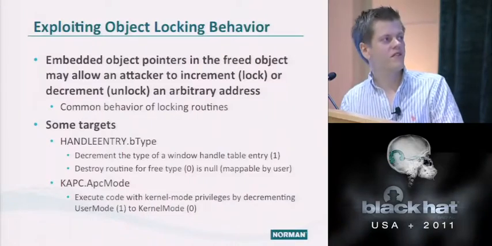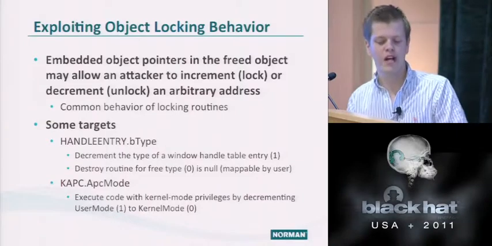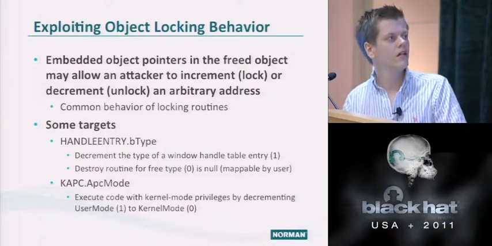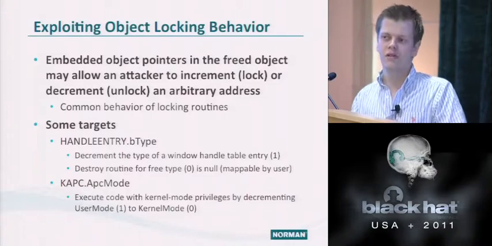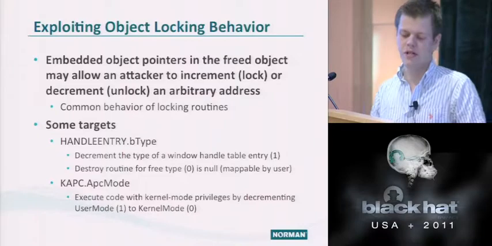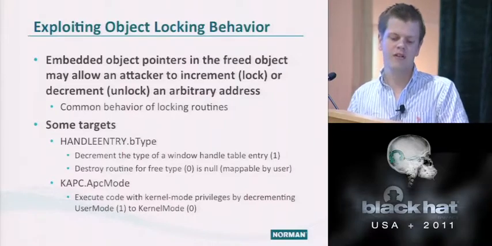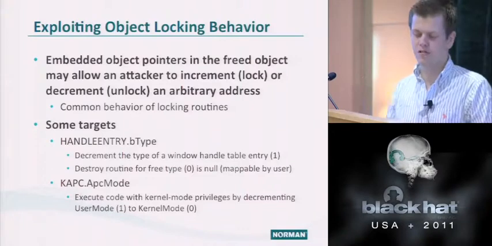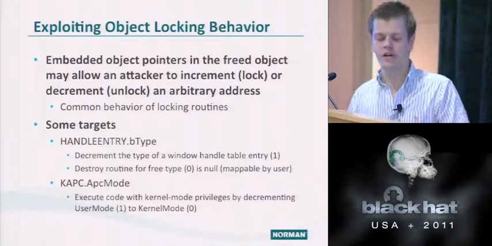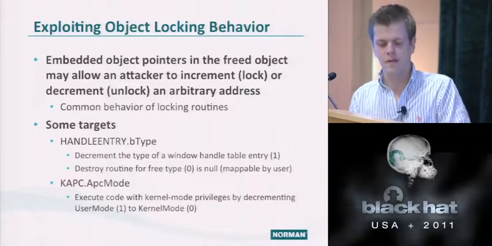Some targets in this context would be to try to hit the type value of a handle table entry, because if the type value is a window, or 1, you can decrement that to 0 and then destroy that object. Since the 0 type does not have a destroy function defined, it will call the null pointer, and you can map the null pointer and then control execution.